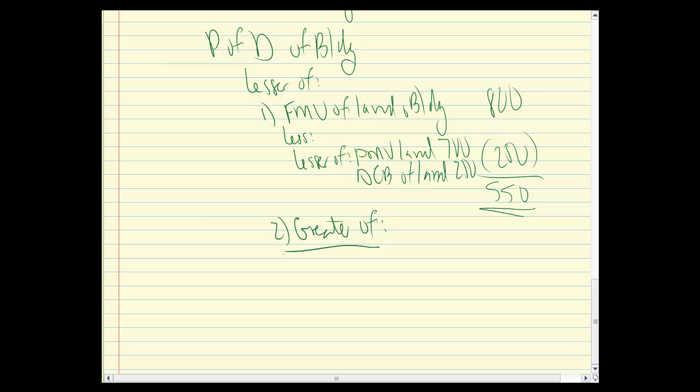So guess what? They use a greater of calculation. This is all contrived to make sure you come up with a certain effect, which is to maximize the value of the building. That's it. So greater of, which is the UCC of the building, or the fair market value of the building. Hang on. Fair market value of building, which was 100.